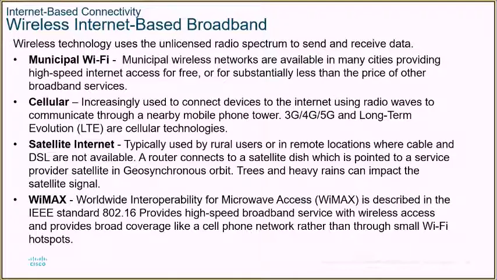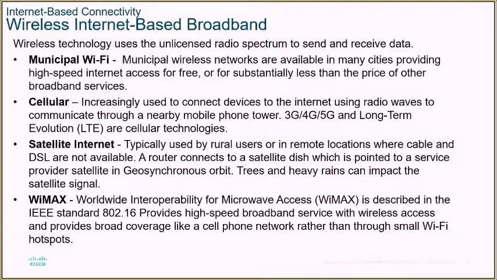Satellite internet is typically used by rural users or in remote locations where cable and DSL are not available. The router connects to a satellite dish, which is pointed at a service provider satellite in geosynchronous orbit. Trees and heavy rains can impact the satellite signal, of course. Also, that signal is traveling all the way out to space and then all the way back again. So there's a lot of latency with satellite.